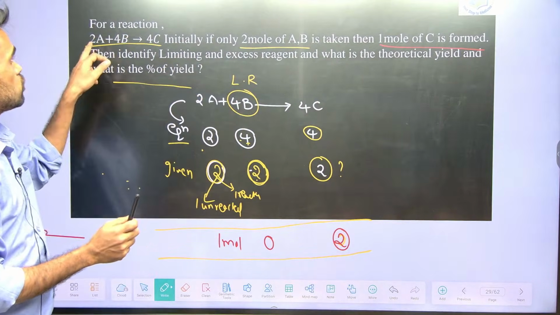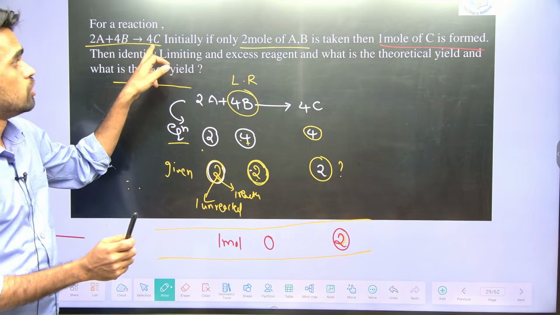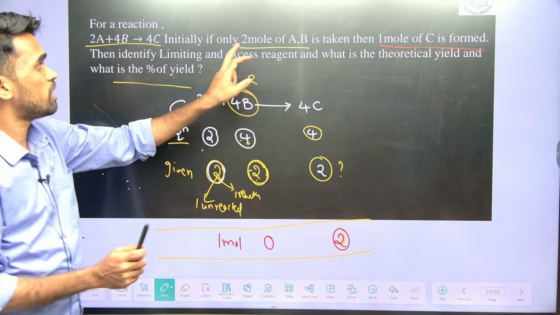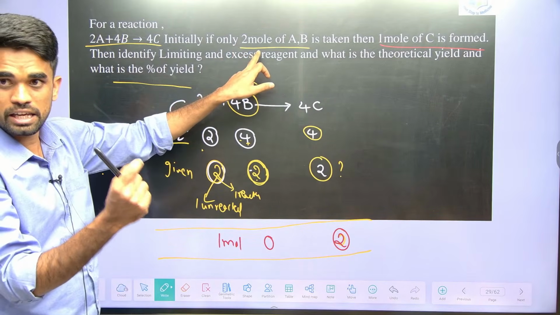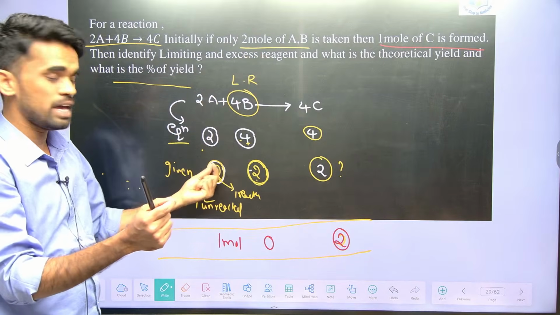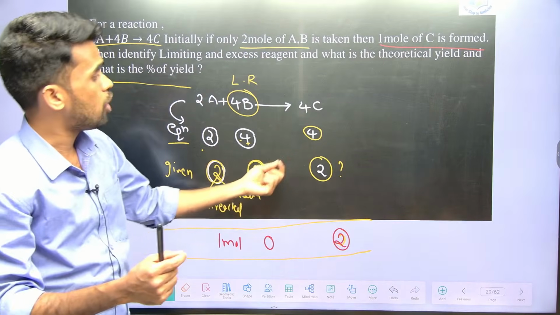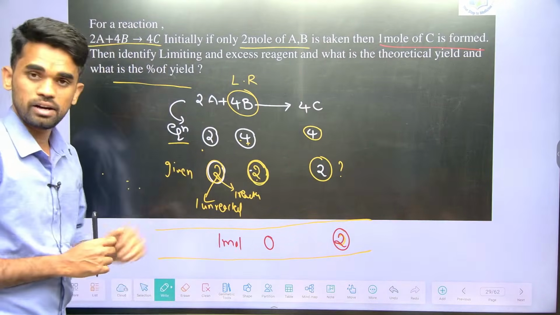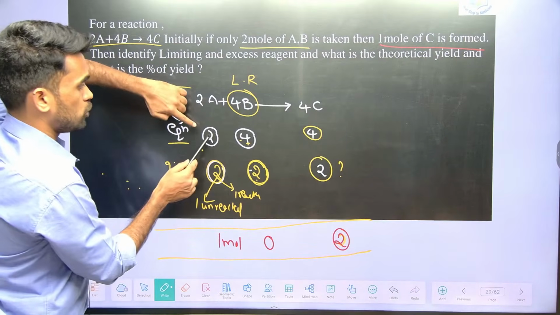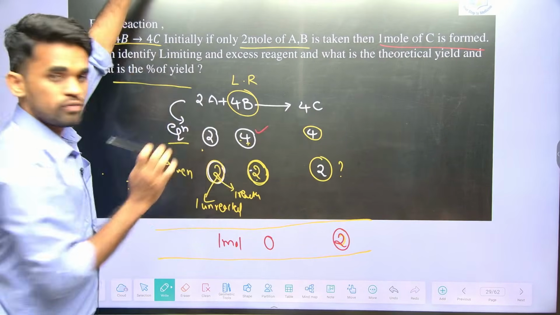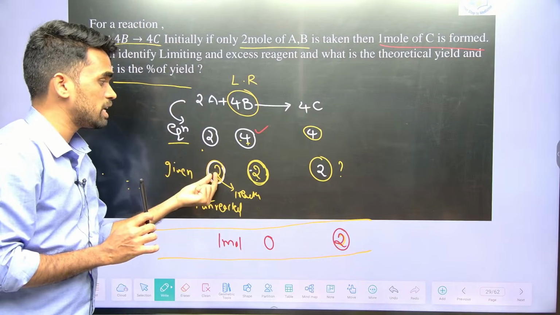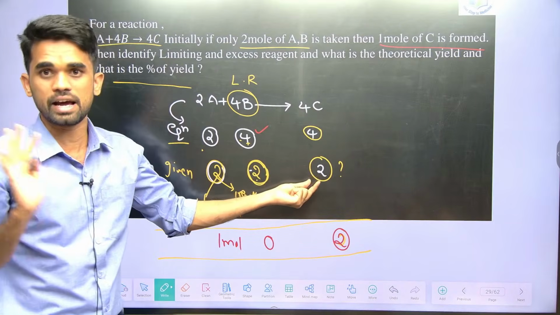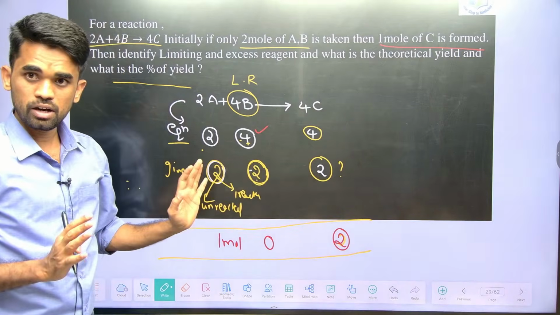What are they saying? This equation is given. As per that equation I have written the balanced stoichiometric coefficients. Then next they are saying, if only 2 moles of A and B are given, then how much amount of product will be formed? You just calculate theoretically. How much will we get from that? See, for every 2 moles, as per the equation, we require 4. But here only 2 is given, and they are asking us to find how much amount theoretically. So do it. How can you do that?